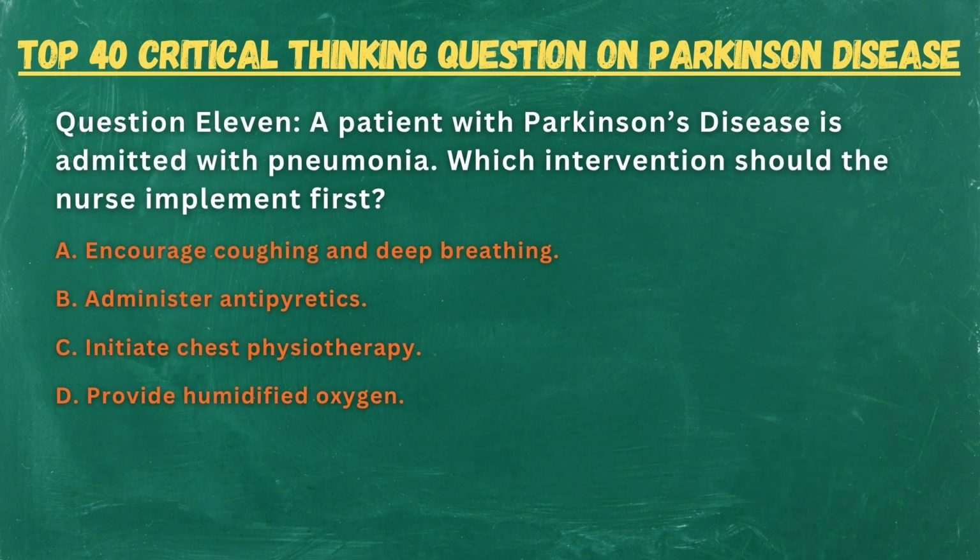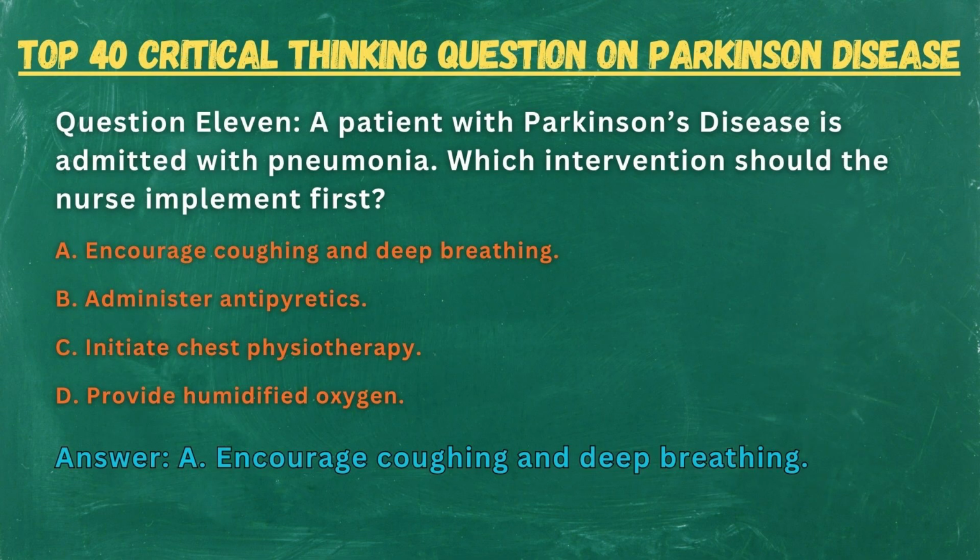Question 11. A patient with Parkinson's disease is admitted with pneumonia. Which intervention should the nurse implement first? A. Encourage coughing and deep breathing. B. Administer antipyretics. C. Initiate chest physiotherapy. D. Provide humidified oxygen. Answer: A. Encourage coughing and deep breathing.